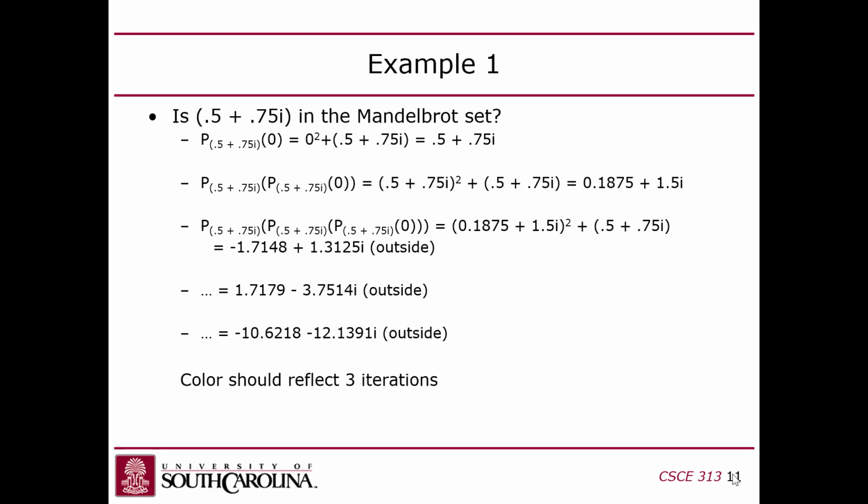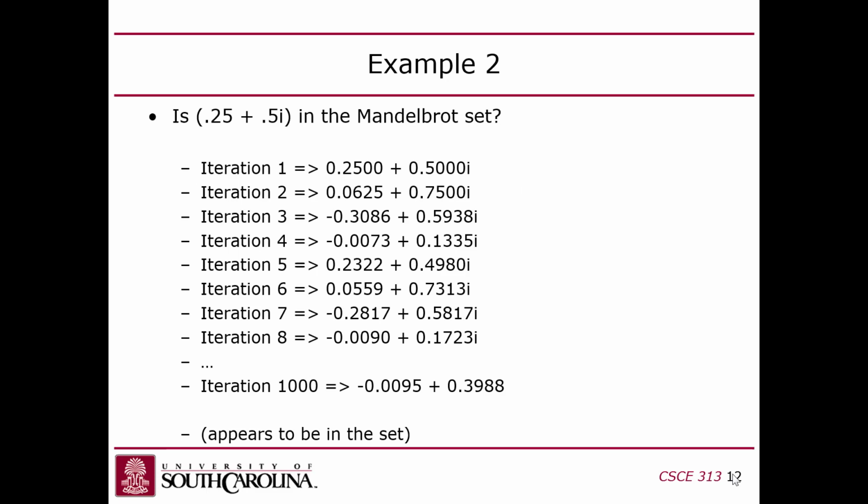So this will not be a brightly colored pixel, it will be a dim pixel. Here's another example, 0.25 plus 0.5, you can see it just kind of waffles around. I calculated it all the way to 1,000 iterations, and it's still within the set.